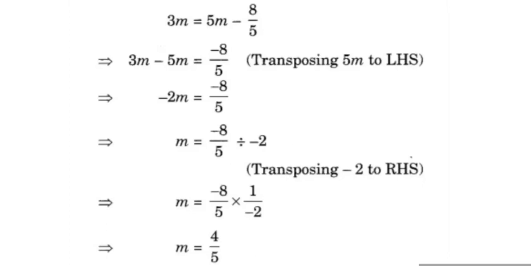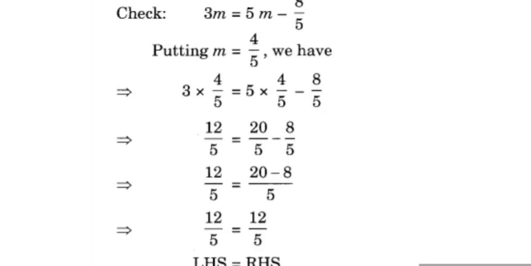Now let's see the check also. 3m is equal to 5m minus 8 upon 5. This is the equation. In this equation, putting m is equal to 4 upon 5.